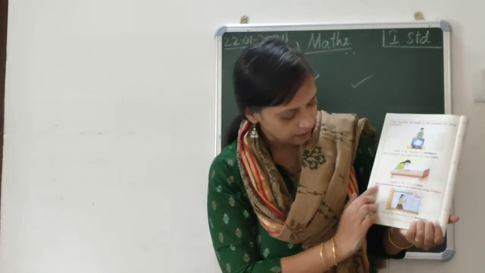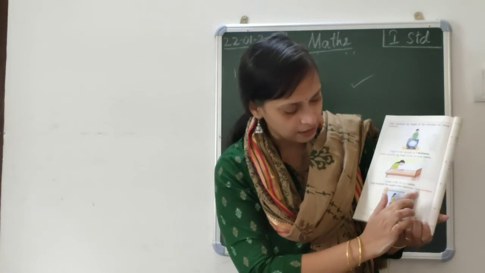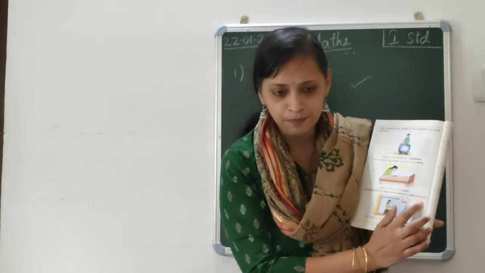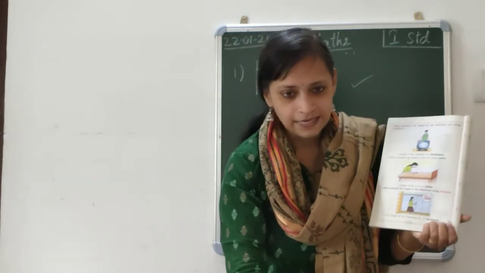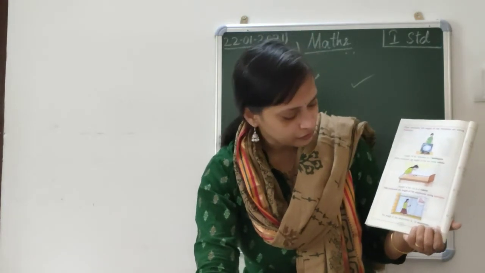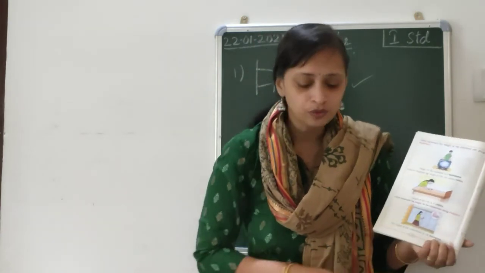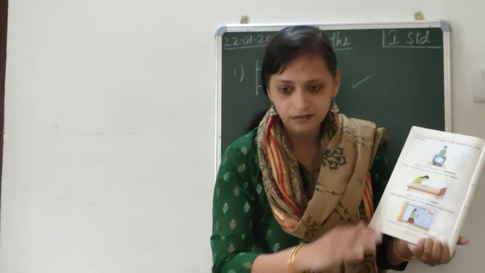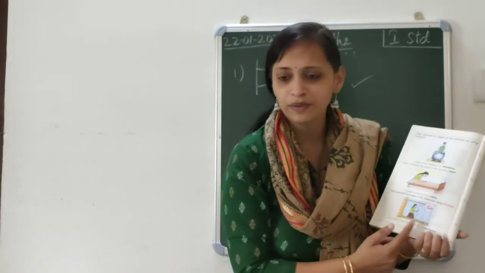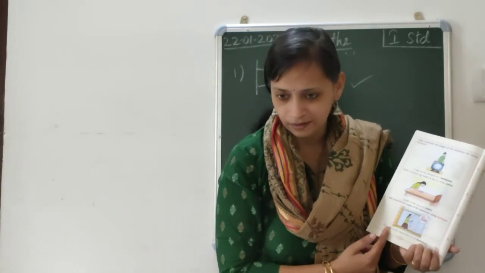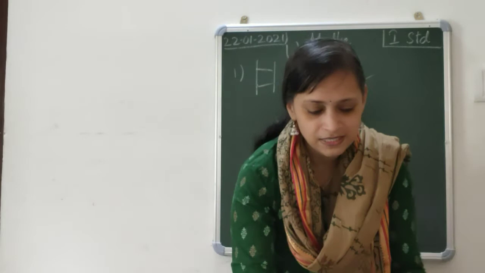Okay, next one. Asha measured the length of the classroom using foot span. The length of the classroom is 18 foot spans. So when you keep your foot one behind the other and you walk, you'll find how many foot spans you get over there.